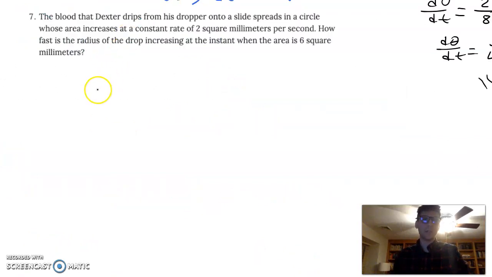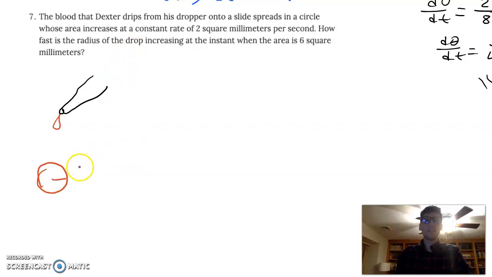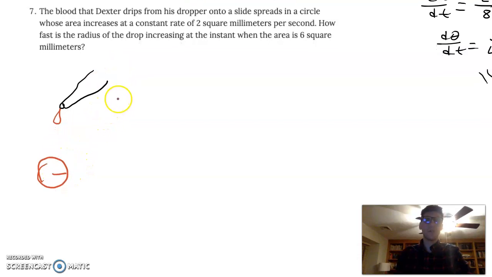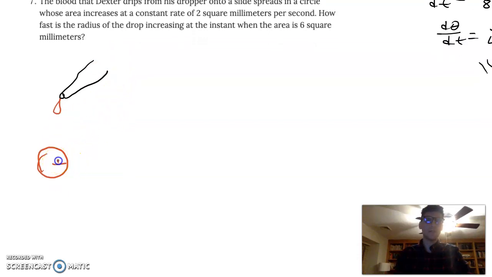So in science class, you got your dropper, right? Dropping blood from a pipette into a circle on a slide. Okay. And it's spreading, like when you drop it, it starts spreading. So how fast is the radius of the drop increasing?